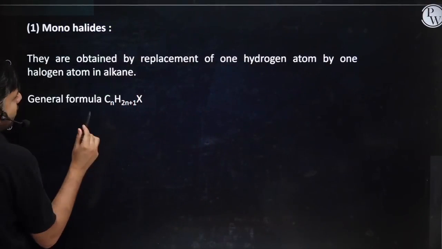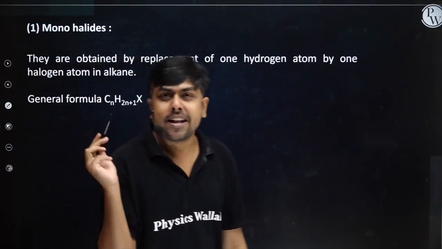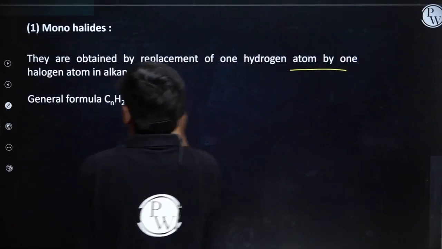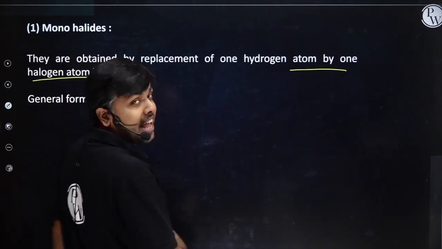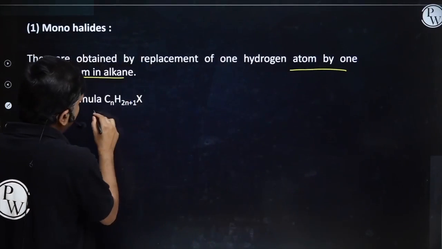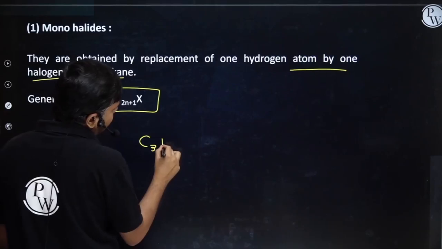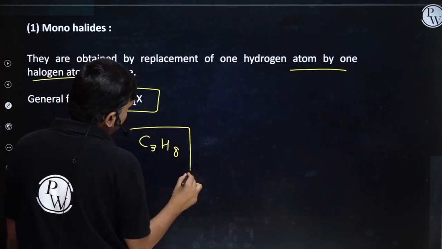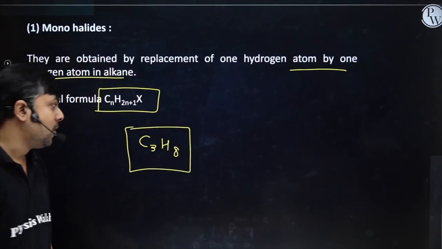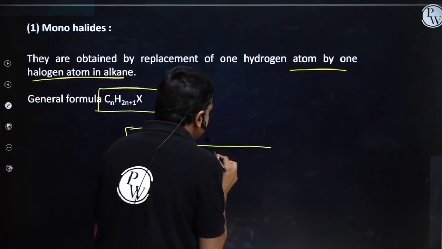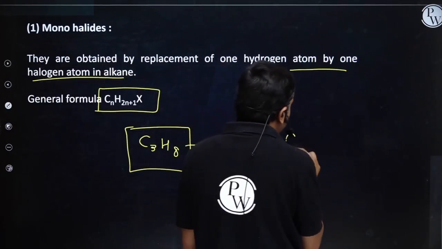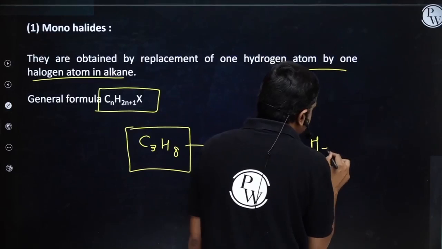So here one hydrogen atom is replaced by one halogen atom in alkane. So they will have a general formula CnH2n+1X. It is like this. Let's suppose I'm having propane. So from propane, what you need to do? You remove one hydrogen, minus one H. What you are going to get? You are going to get propyl.